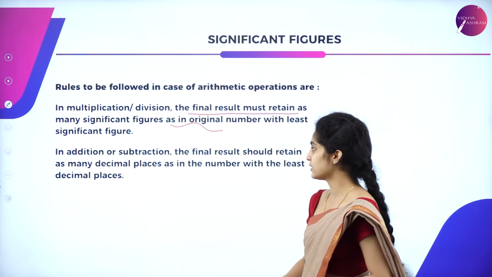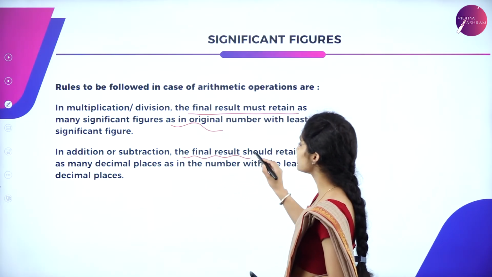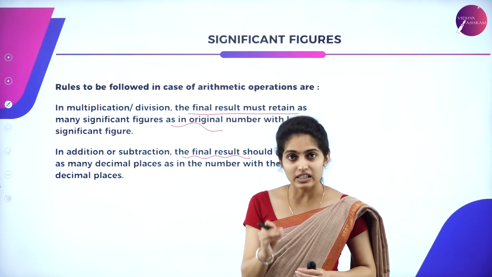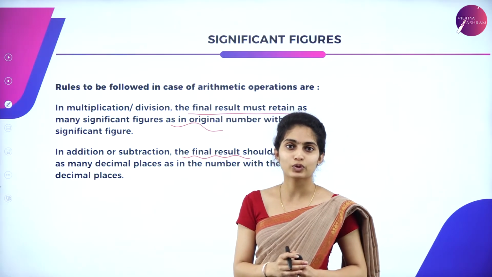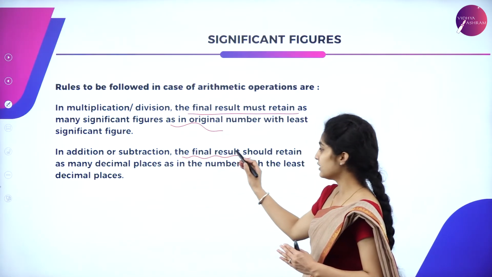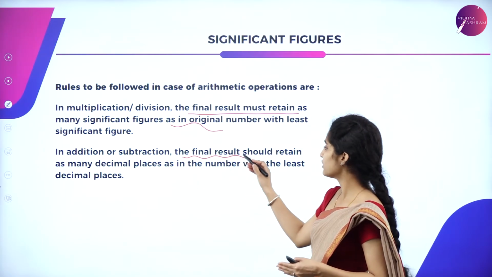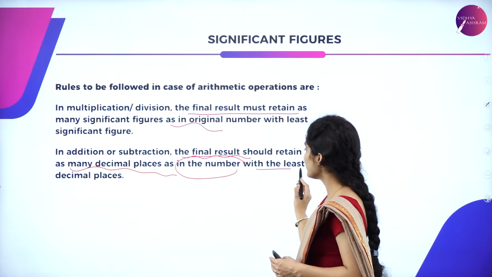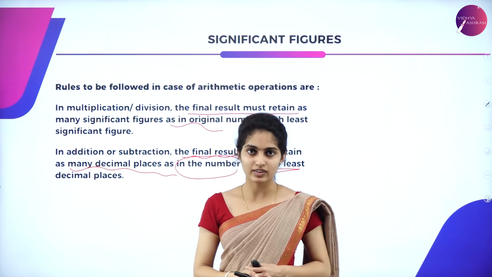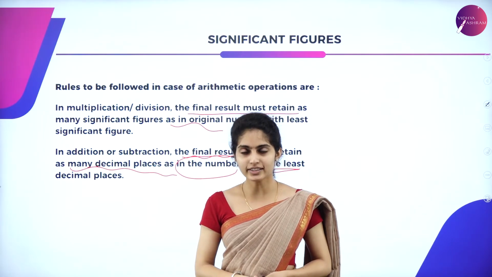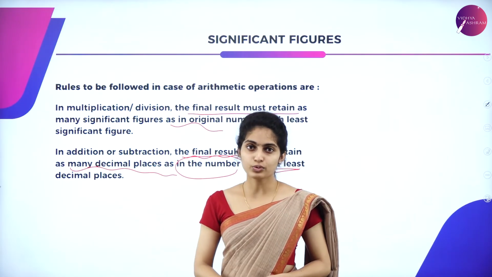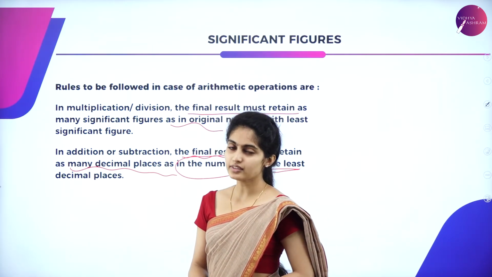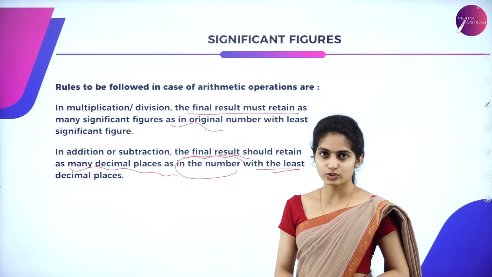In case of addition and subtraction, the rule says the final result should retain as many decimal places as in the case of the least original value. The final result should retain as many decimal places as in the number with the least decimal places. Okay, so that is in case of addition and subtraction. Having these set of rules, let us just round off certain numbers, that is certain values which are present there. Let us round off the numbers.